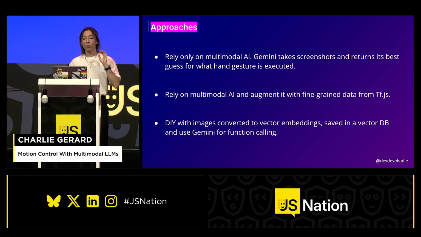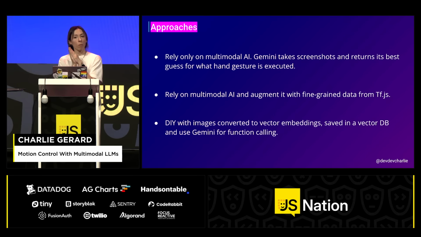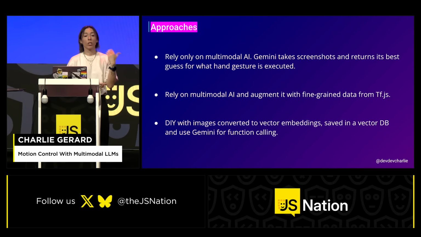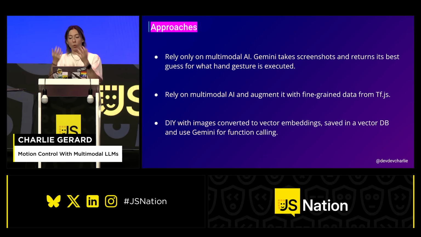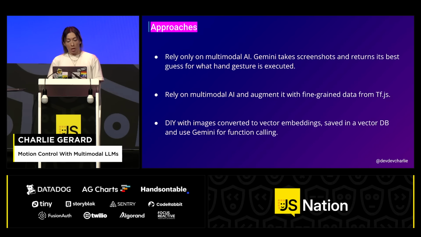And then the third one would be to do it all DIY, or at least the gesture recognition, where I would take screenshots from the webcam, convert them into vector embeddings in JavaScript, save them in a custom vector DB, and then use Gemini only for the function calling. If you're thinking about privacy, when I'm giving images of myself to Gemini, I don't know where they go. I don't know if they're used to train something else, and maybe you don't want that. So if you are creating your own custom system, you could still use Gemini. When the label of your gesture is returned from your vector DB, you could then just rely on an LLM like Gemini. You wouldn't have to augment it with images.